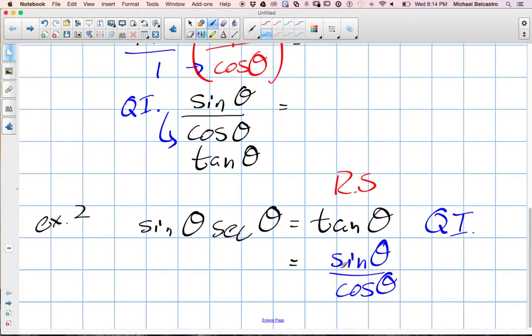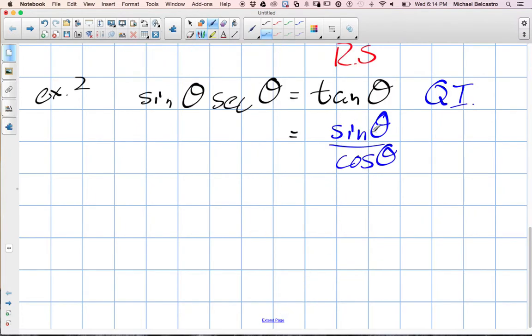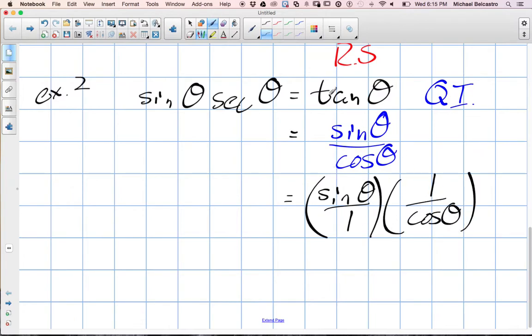Then I'm going to split this, and think of it like we've common factored out the sine theta. I'm going to write this as sine theta over 1 multiplied by 1 over cos theta. This is still technically the same as above, but a little harder to mentally do. This is like the factoring of something. Does this step make sense? Are you okay with it?